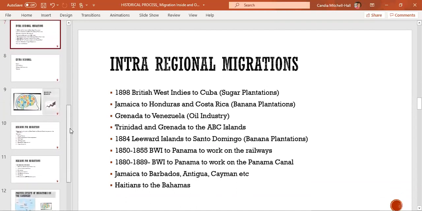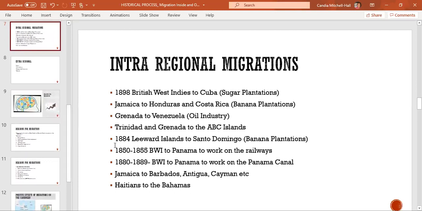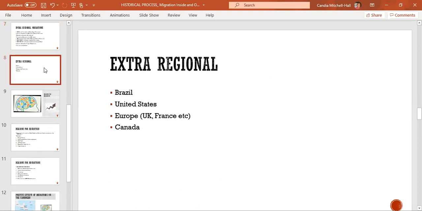So other migration patterns: a lot of people leave from Jamaica to Barbados, Antigua, Cayman. The same thing happened. People leave from Barbados to Jamaica, as mentioned earlier, from Antigua to Barbados, people just moving. Caribbean people moving all over the place. You have a lot of Haitians that move to the Bahamas, and that has been a phenomenon.